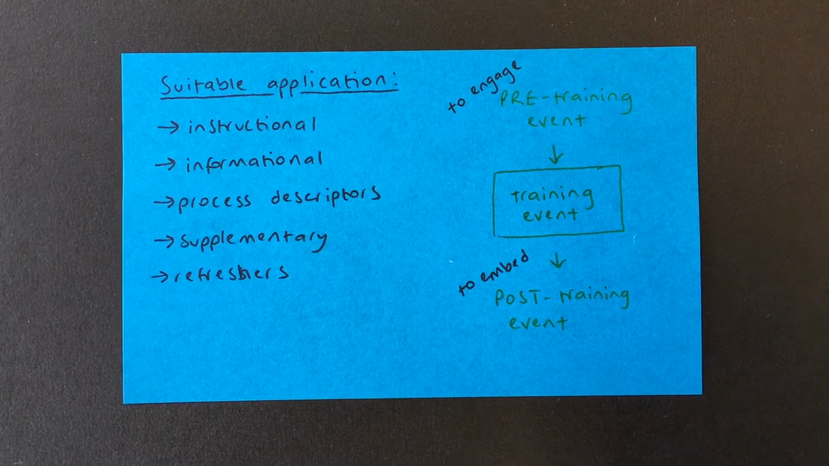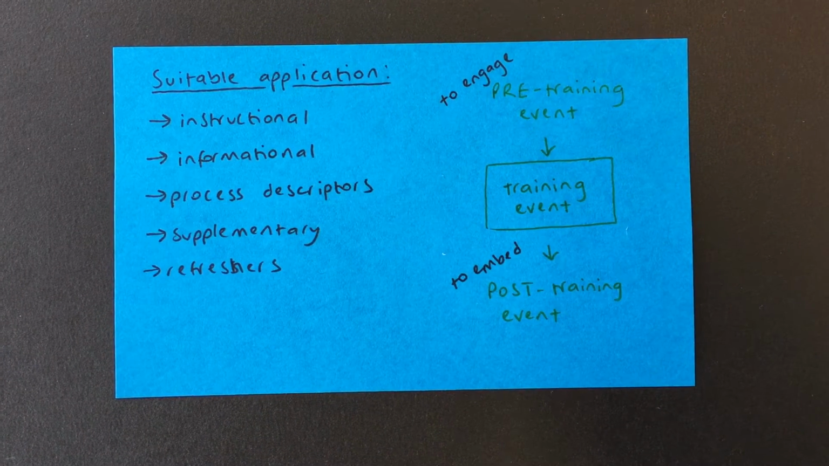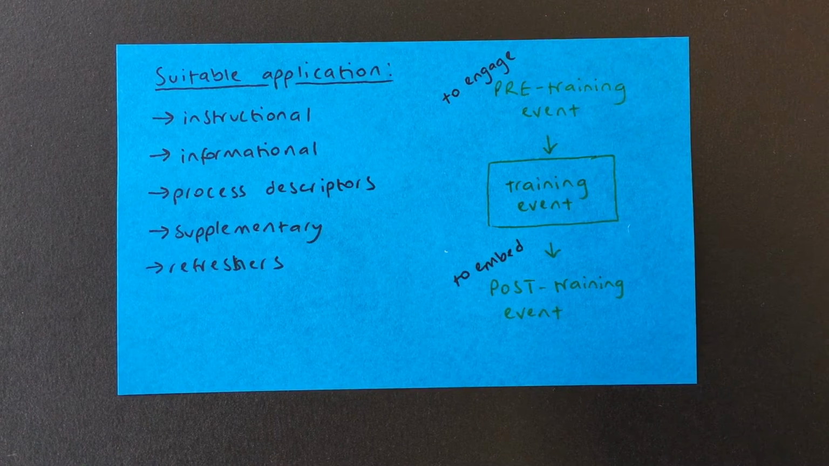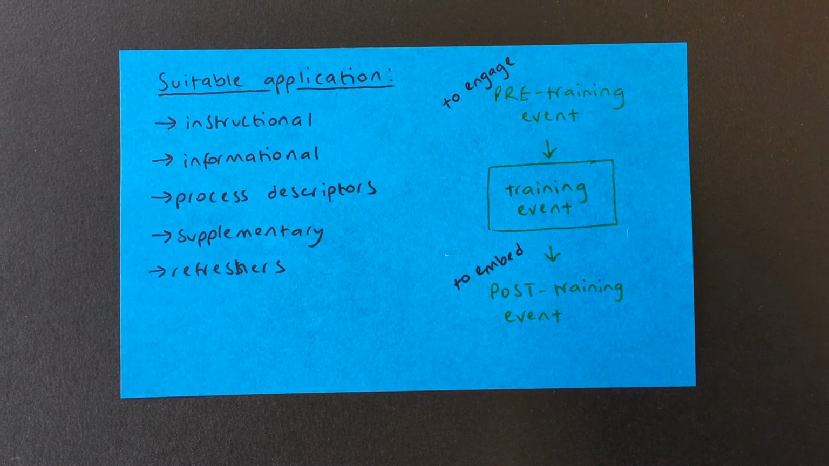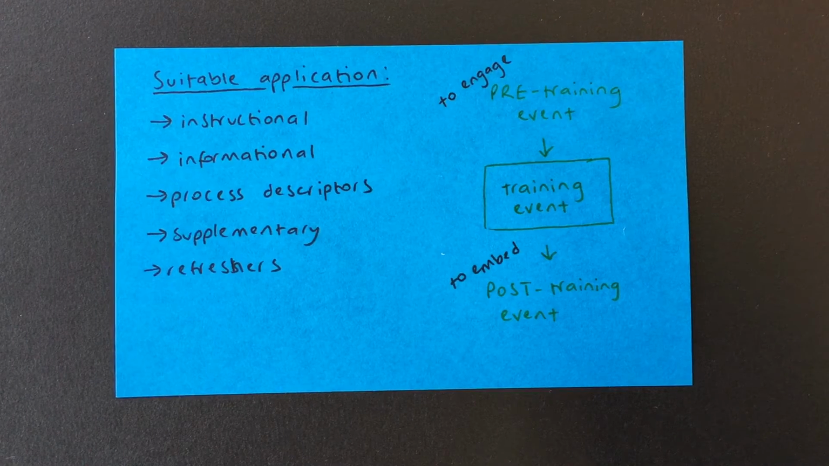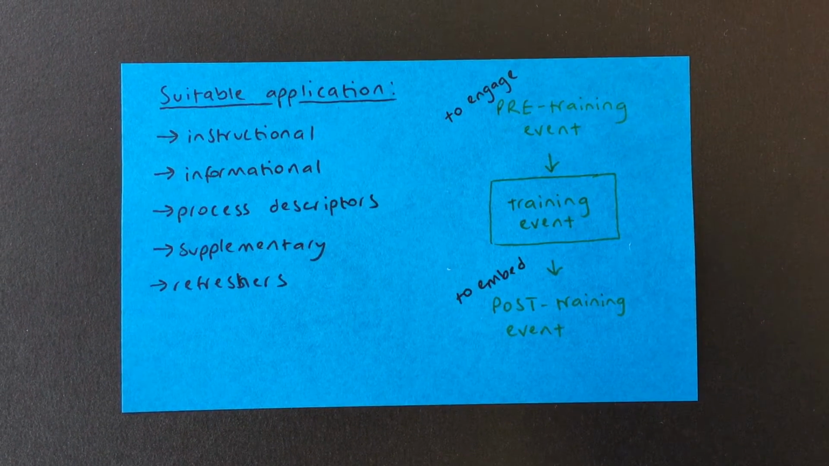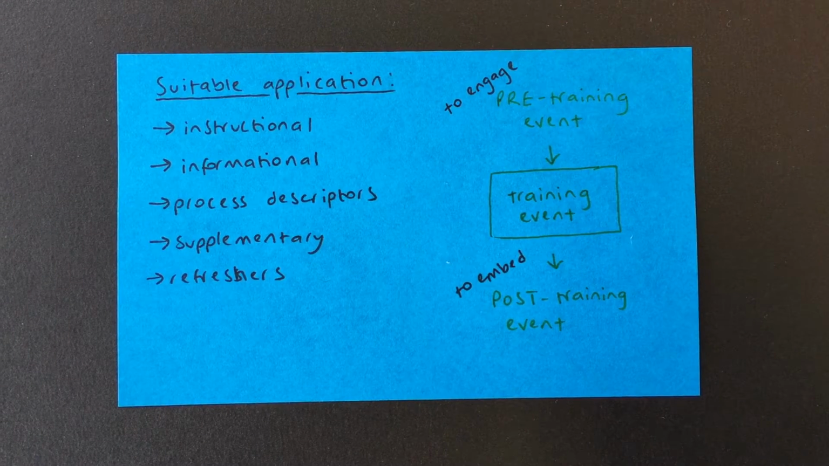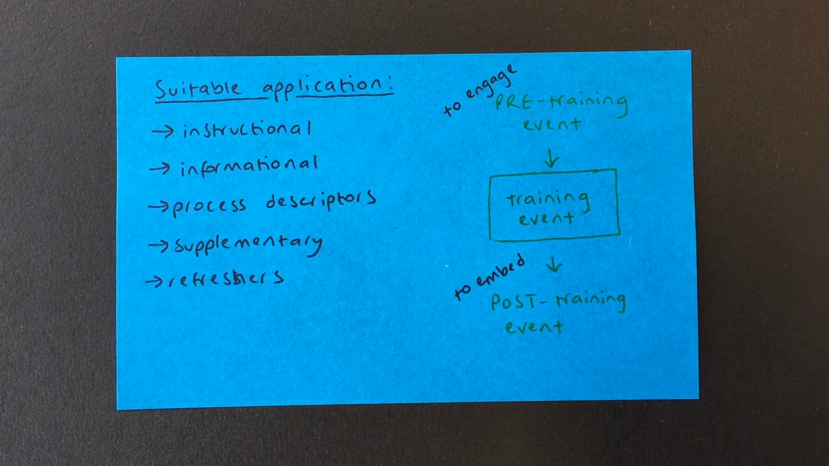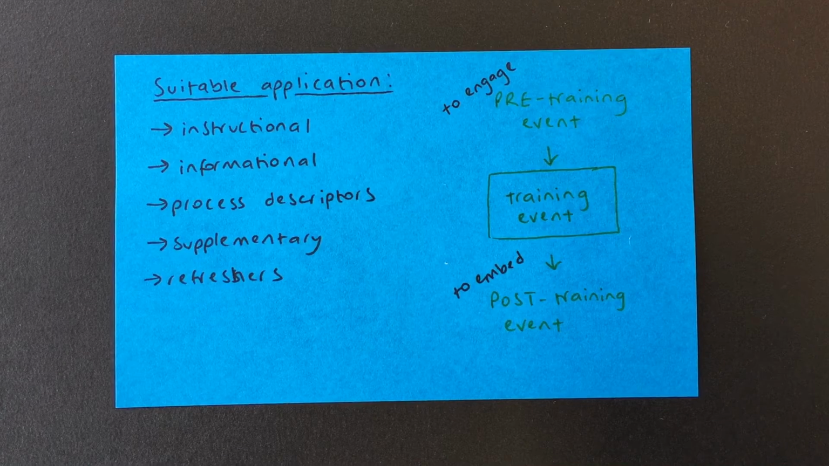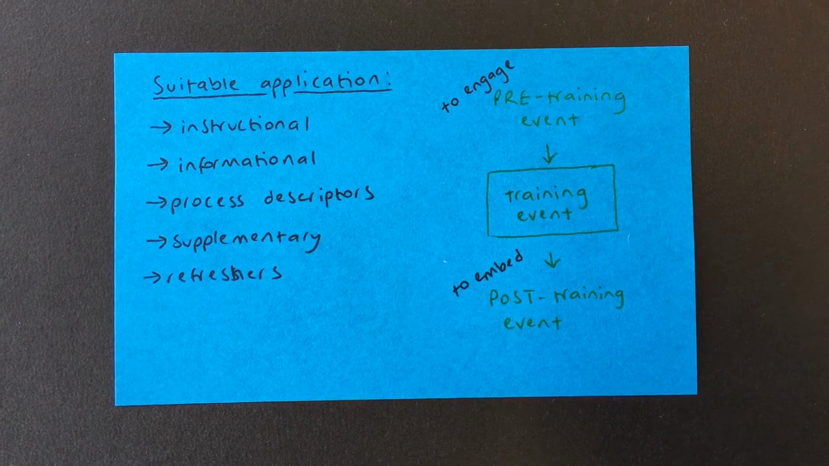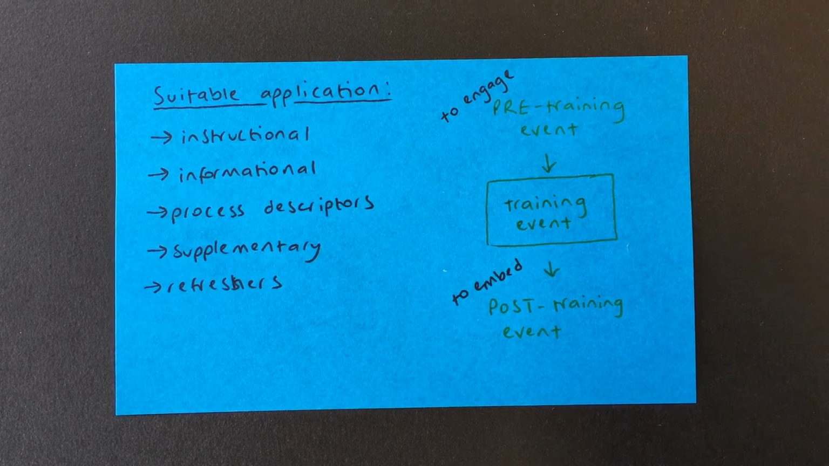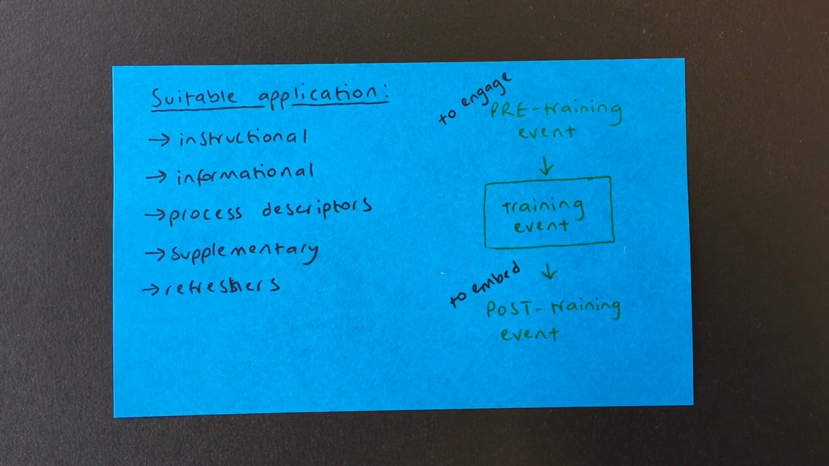In terms of informational applications, this would be useful for letting the target audience know about a new marketing campaign or any type of learning and development information that needs to be shared. In terms of process descriptors, an excellent screencast would be a short 2-minute video on how to set goals in your 3P or how to prepare for your mid-year or end-of-year 3P review.